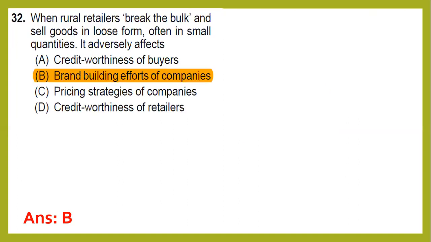So next we go for 32nd question. When rural retailers break the bulk, what does it mean to break the bulk? The bigger quantities are converted into smaller quantities. And you know that in rural markets, the products are sold in small quantities. For example, shampoo bottles are not sold in rural market. Sachets are sold here. So this is what is called breaking the bulk, and selling goods in loose form, often in small quantities. It adversely affects the brand building efforts of the company. So breaking the bulk is not good for brand building efforts of the company. So therefore, correct option is B.